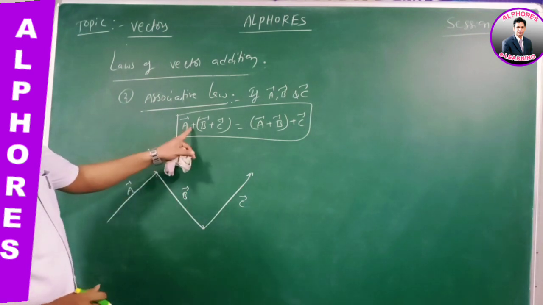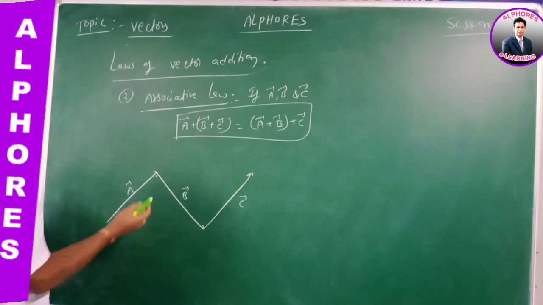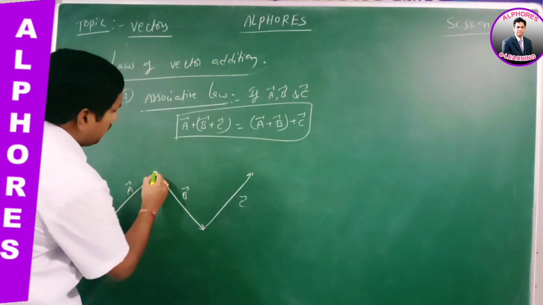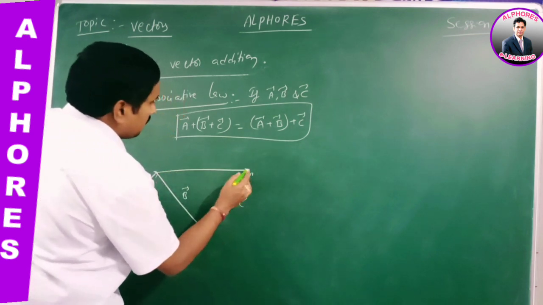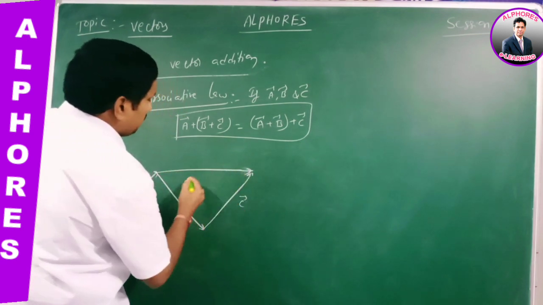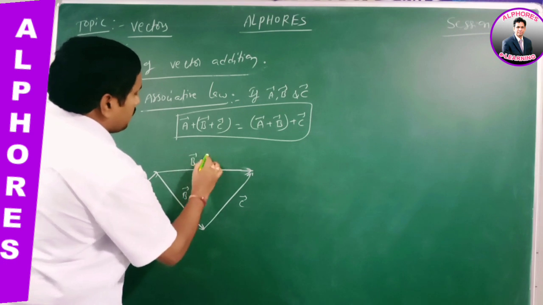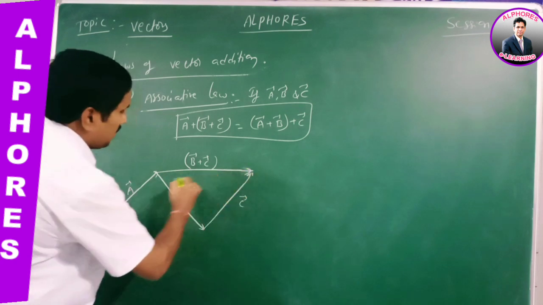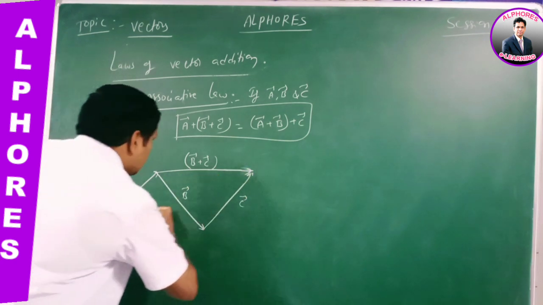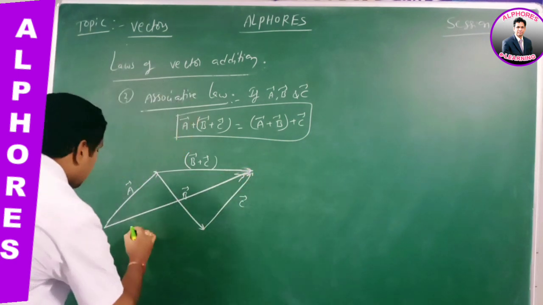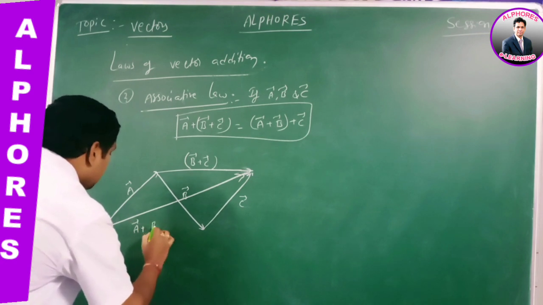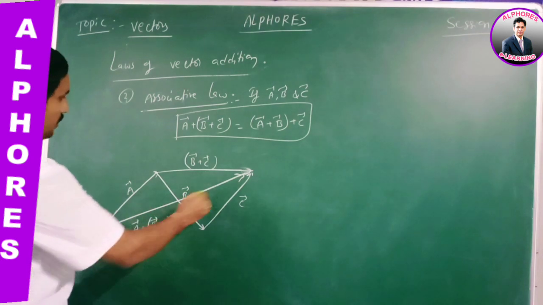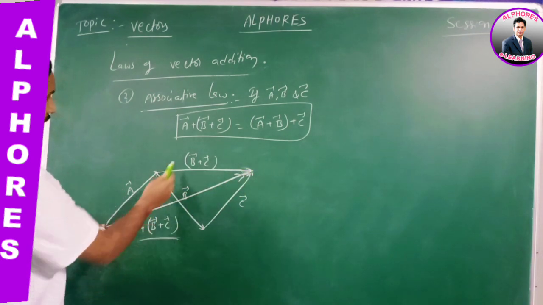Now in this first case what happens? b bar plus c bar means the addition of the b bar vector with c bar, and this is the resultant as per the vector addition. This is nothing but b bar plus c bar. Again the a bar vector is added to this b bar plus c bar, and this is the resultant. That means this is nothing but a bar plus (b bar plus c bar). Is it correct? So this is nothing but the LHS.